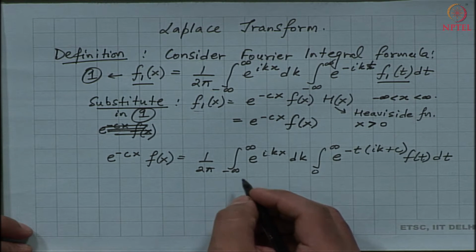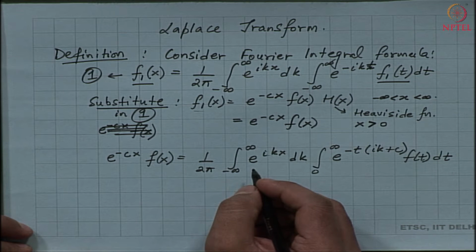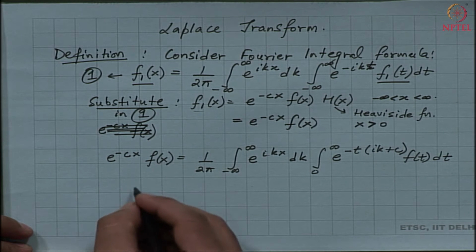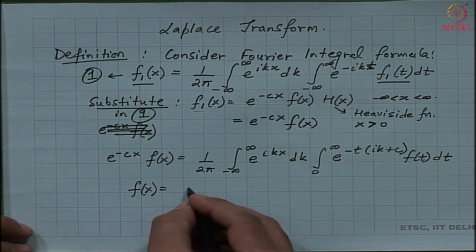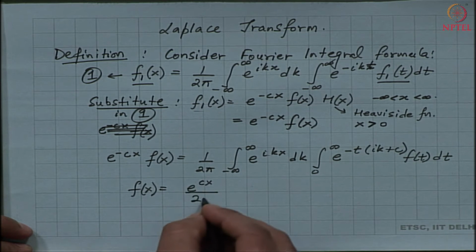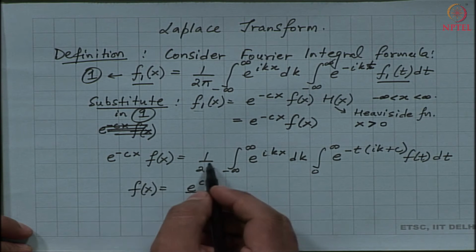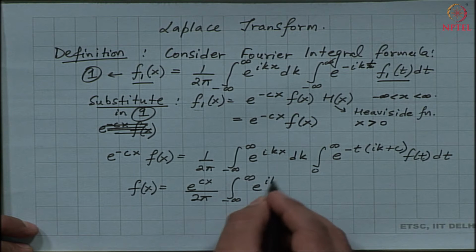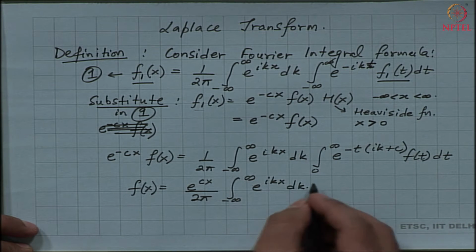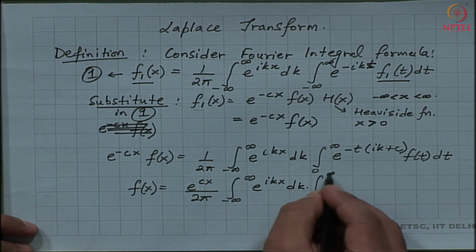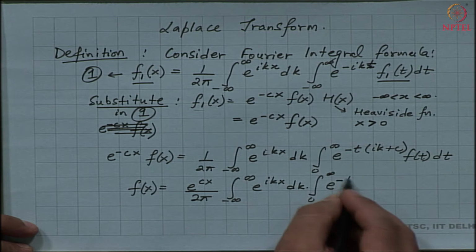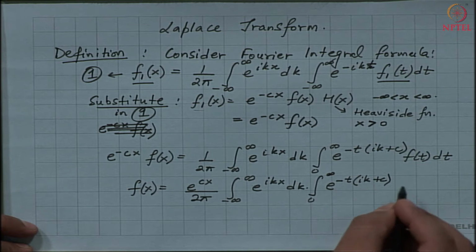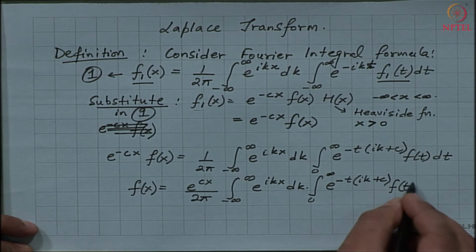Okay. So, further, I see that f of x is e to the power c x by 2 pi, taking this function to the other side, integral from negative infinity to infinity e to the power i k x dk, times the second integral 0 to infinity e to the power negative t times i k plus c, f of t dt.